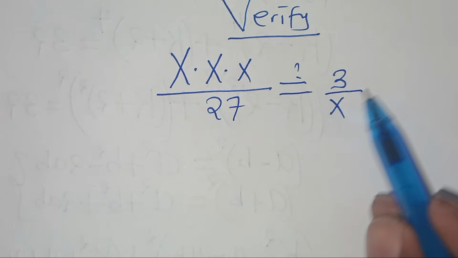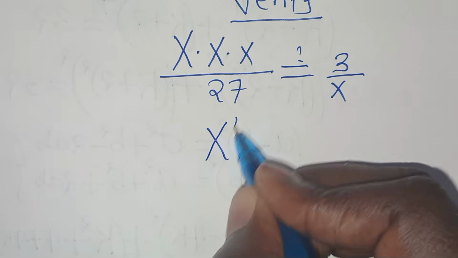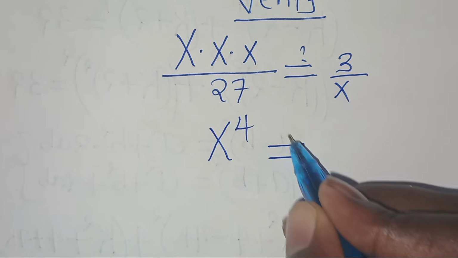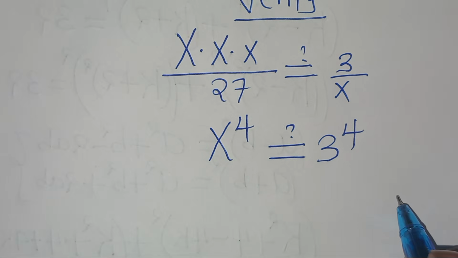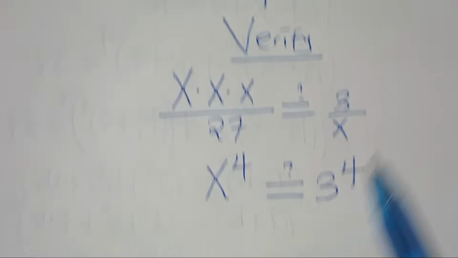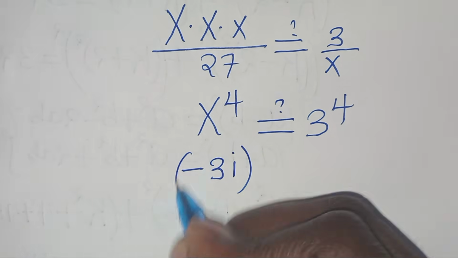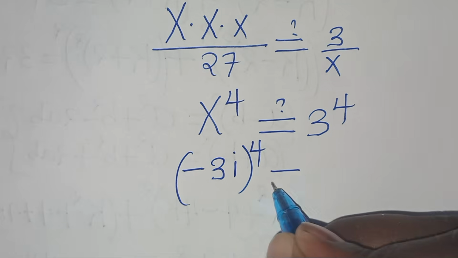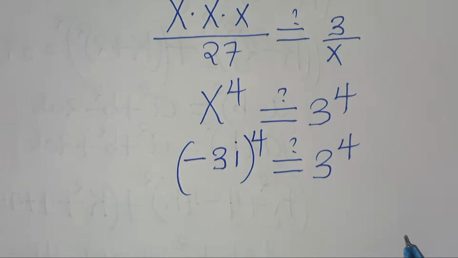Now, in this case, we express this as x to the power of 4. This should be equal to 3 to the power of 4. So let's start with x1, which is negative 3i. So we have negative 3i raised to the power of 4. This should be equal to 3 to the power of 4.